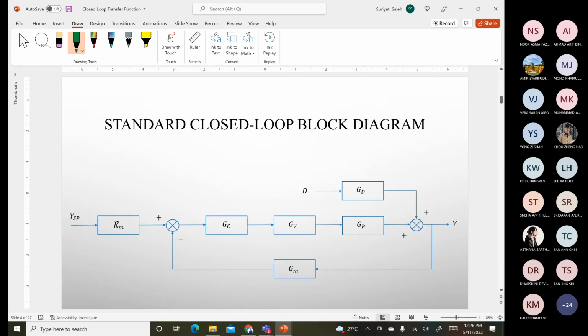So based on this block diagram, this is what we call the standard closed loop block diagram, where you have one output, the Y here, and then you have two inputs based on the block diagram, where the input is coming from the set point and the disturbance. So now based on this, we want to take a look at how we can obtain the closed loop transfer function for the standard block diagram.